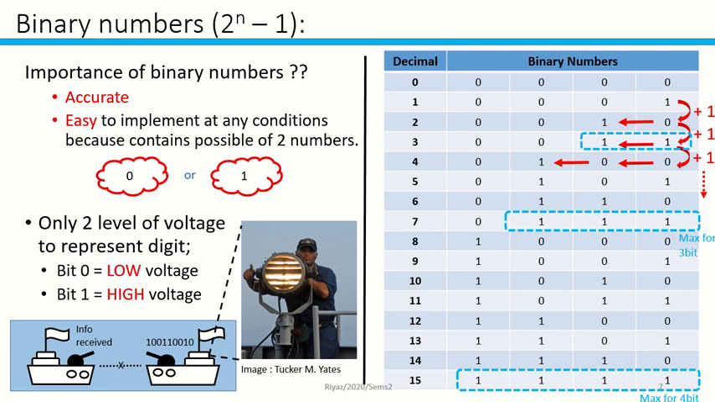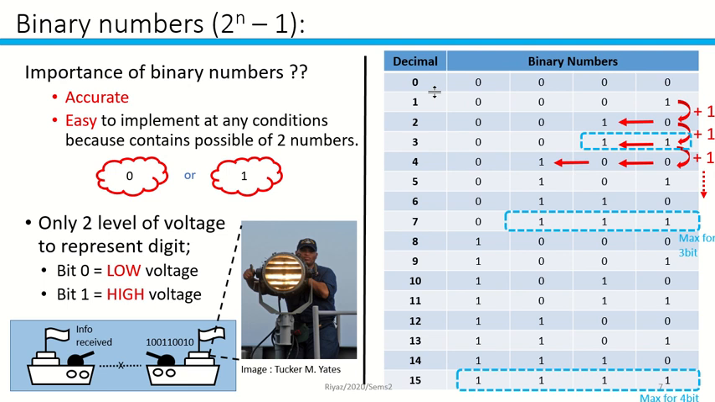Under binary numbers, it is very important to use binary numbers because they are very accurate and easy to implement in any condition, because there are only two possible values, either 0 or 1. For example, you have a ship trying to communicate with another ship, sending out a signal. Let's say a soldier is going to use a light. When there is low voltage, or you shut down the light, it is 0. And when you turn on the light, it is 1. So you can send information like 100110010, and the other ship can receive this number. So this is basically binary communication.